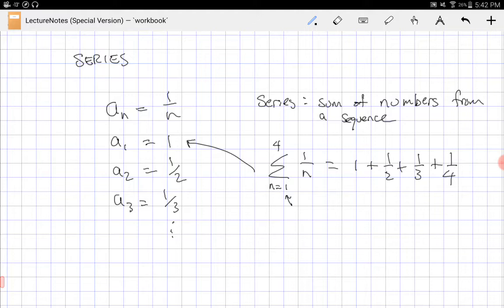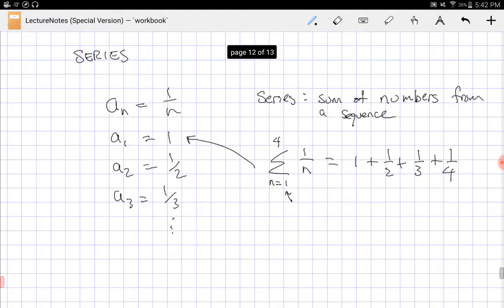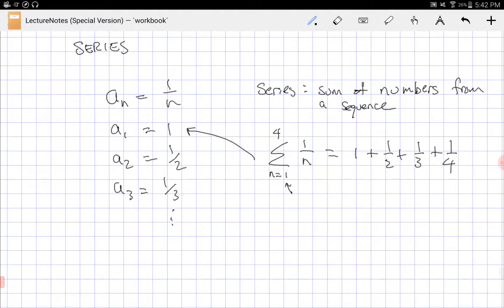There's nothing particularly interesting about this sum as of this point. But now imagine, instead of summing to a finite number, we take the sum from n equals 1 to infinity of 1 over n. So now we're going to add an infinite number of numbers together. And now we want to know, does this infinite sum go to a finite number?